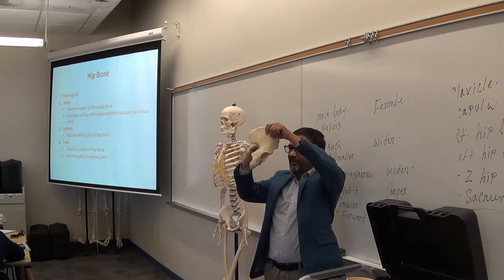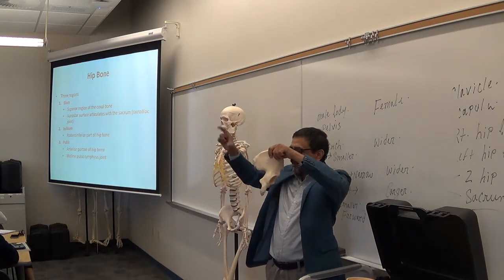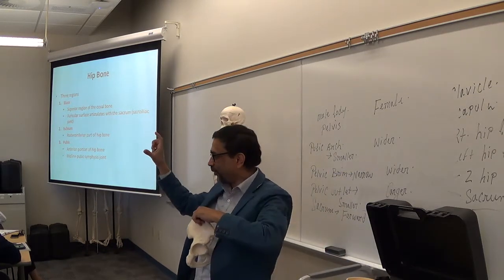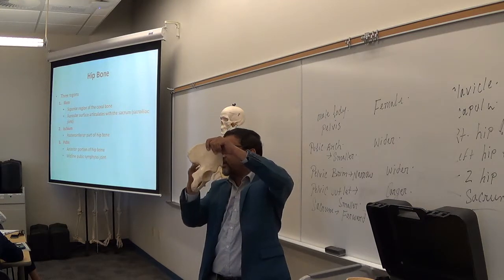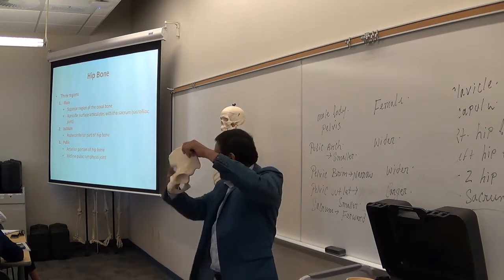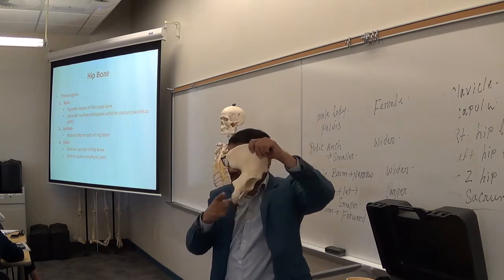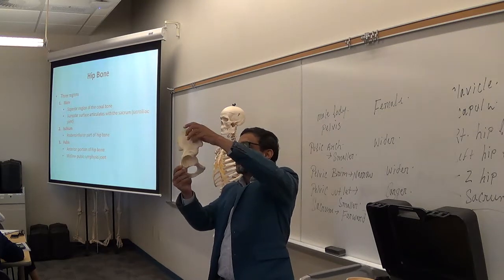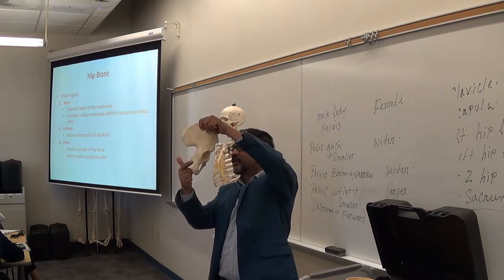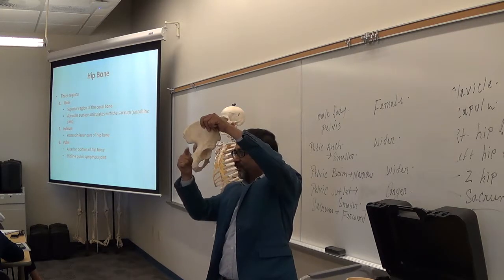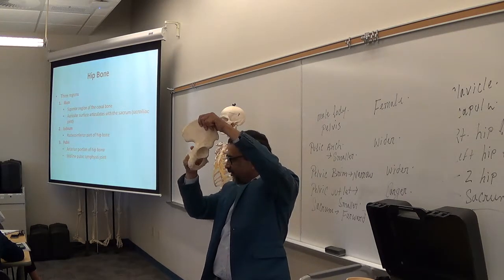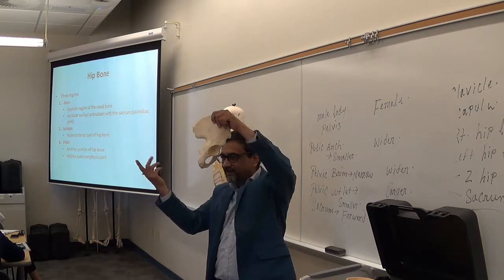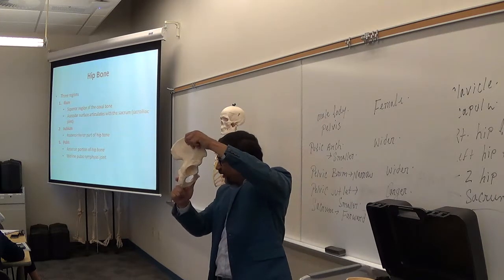In the back, there is a large U-shaped area. You see here? A U-shaped area is called what? Notch. Remember that? So this is called the greater sciatic notch, because the sciatic nerve goes through this area. And then you have another notch here. This is bigger, that's why it is called greater, right? And this is smaller, that's why it is called lesser.